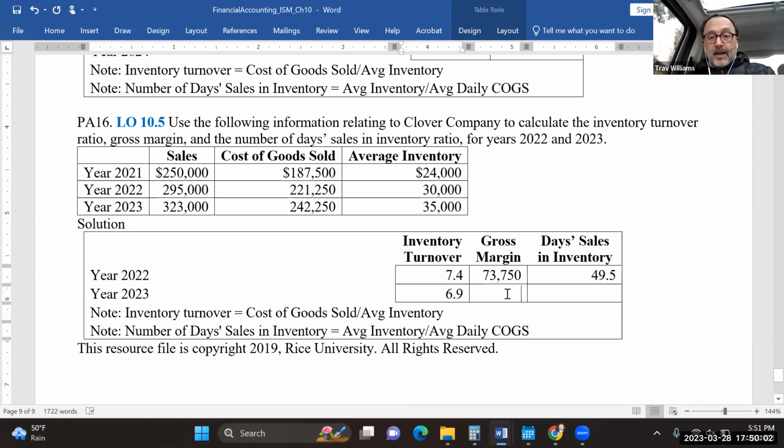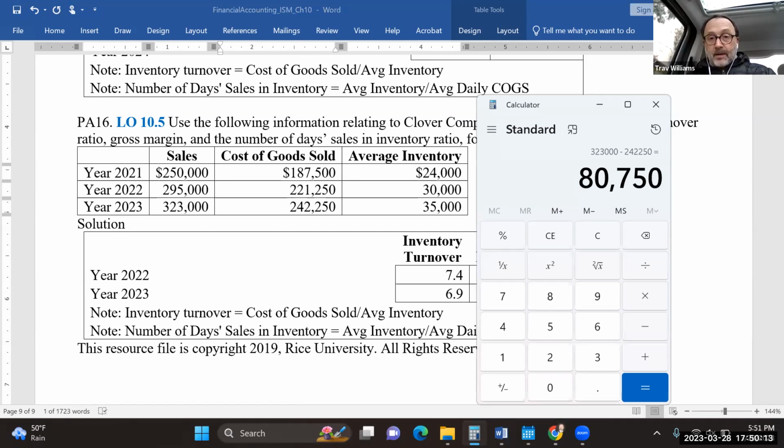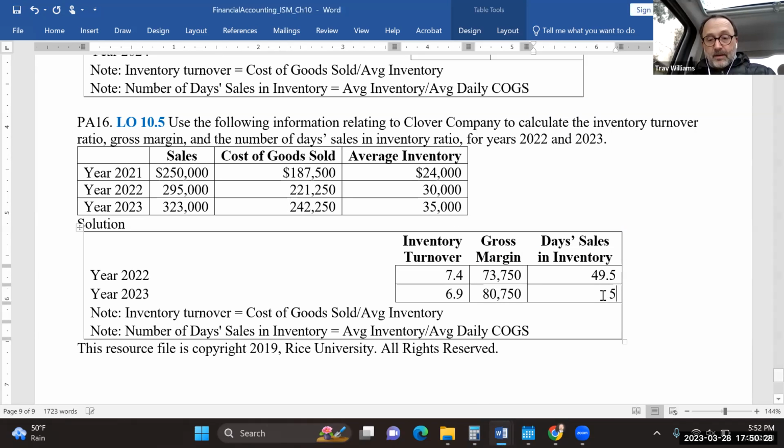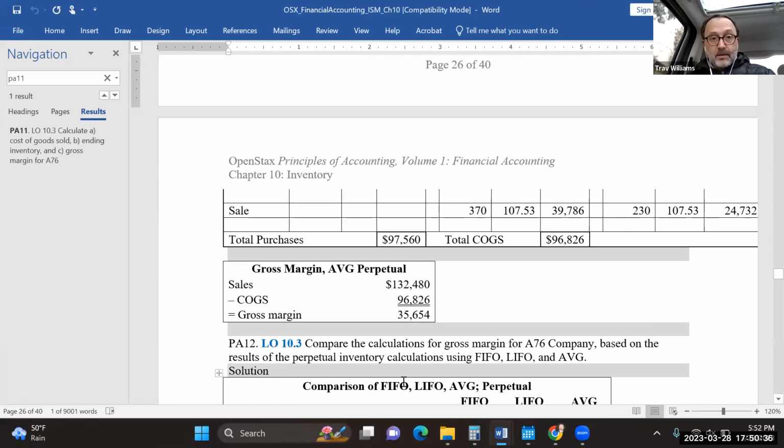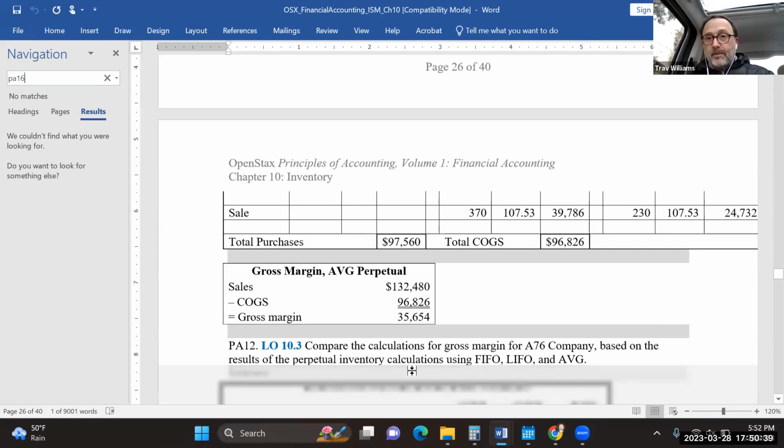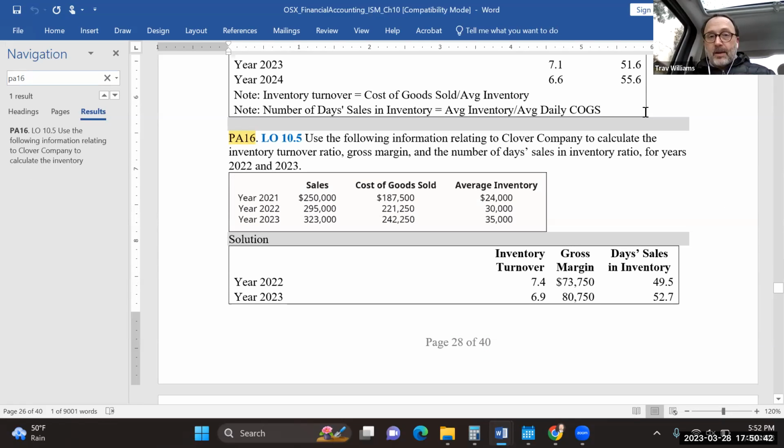And lastly, we need to get our average daily cost of goods sold. 250 divided by 365 comes out to 663.7. So then we take 35,000 divided by 663.7, and we get 52.7. Okay, that looks good to me, but we'll double check it. Yep, there we go. All right, and we are on time.